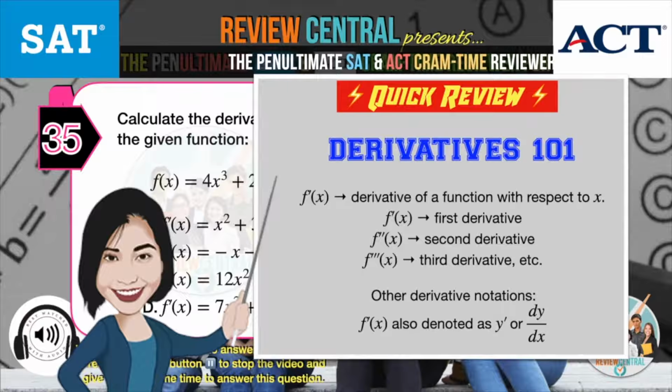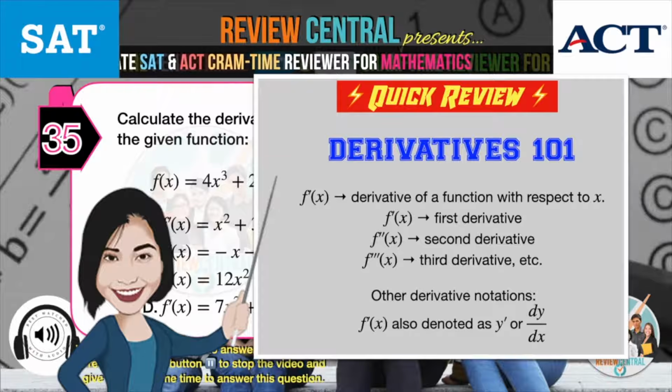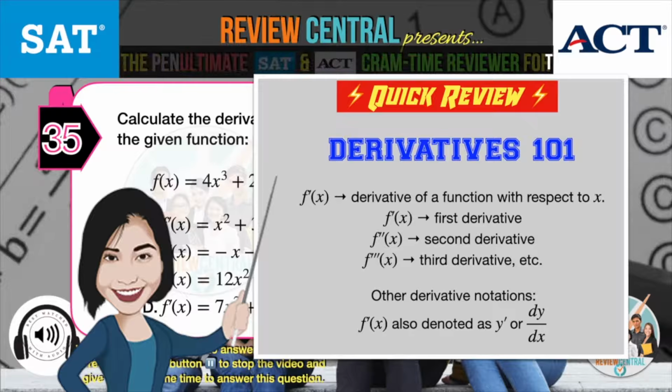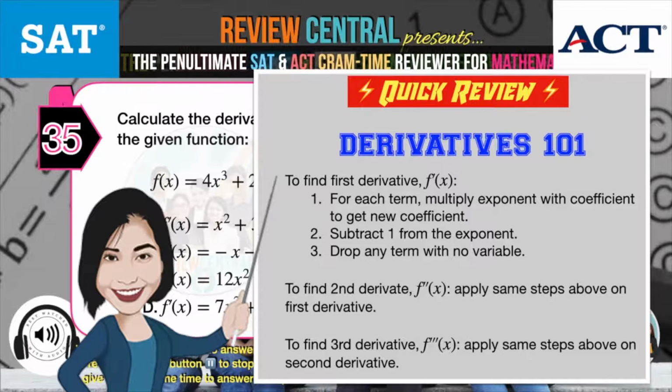Whenever you are asked to calculate or find the derivative of a function using the notation f followed by an apostrophe and then followed by an x inside a parenthesis, it means that you are to find the first derivative of the given function with respect to x. If the notation is f followed by 2 apostrophes, then you are to find the second derivative. If f is followed by 3 apostrophes, then the third derivative. And so on. By the way, be aware that the first derivative is also sometimes denoted as y apostrophe, or dy over dx. To find the first derivative of a given function, follow these simple and straightforward steps for each term of the given function.